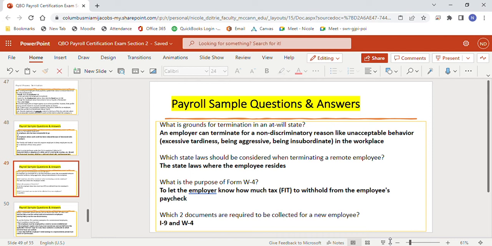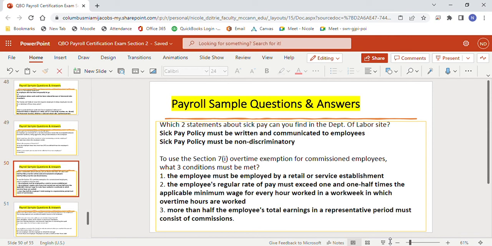What is the purpose of Form W-4? To let the employer know how much tax, which is actually FIT, to withhold from the employee's paycheck. What two documents are required for a new employee? The I-9 and the W-4. What two statements about sick pay can you find on the Department of Labor site? Sick pay policy must be written and communicated to your employees, and sick pay policy must be non-discriminatory.